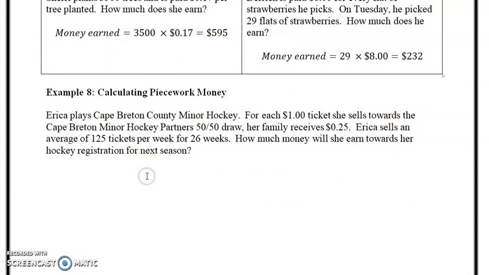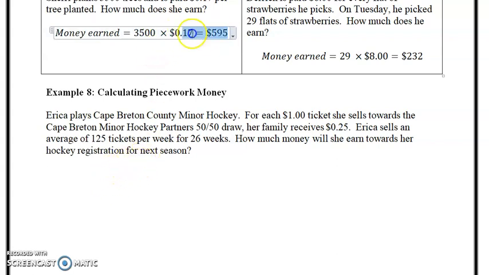Erica plays Cape Breton County Minor Hockey. For each dollar ticket she sells towards the Cape Breton Minor Hockey Partners 50-50 draw, her family receives 25 cents. Erica sells an average of 125 tickets per week for 26 weeks. How much money will she earn towards hockey registration for next season? So there's a little bit of work here, but we can get through it.